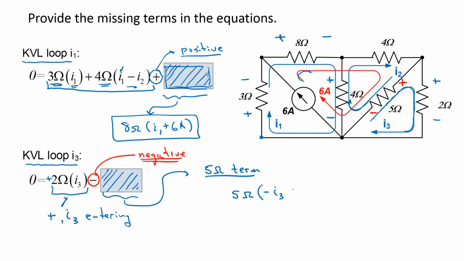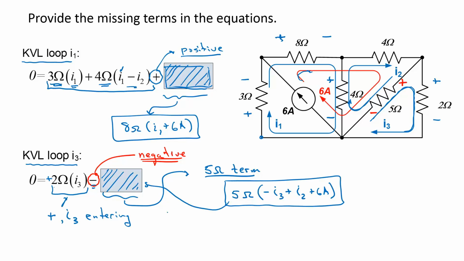Then I2 is entering the positive terminal, so that becomes a positive I2, and the 6 amp source is entering the positive terminal. That becomes a positive 6 amps. So if I plug this in for this negative term will be consistent.